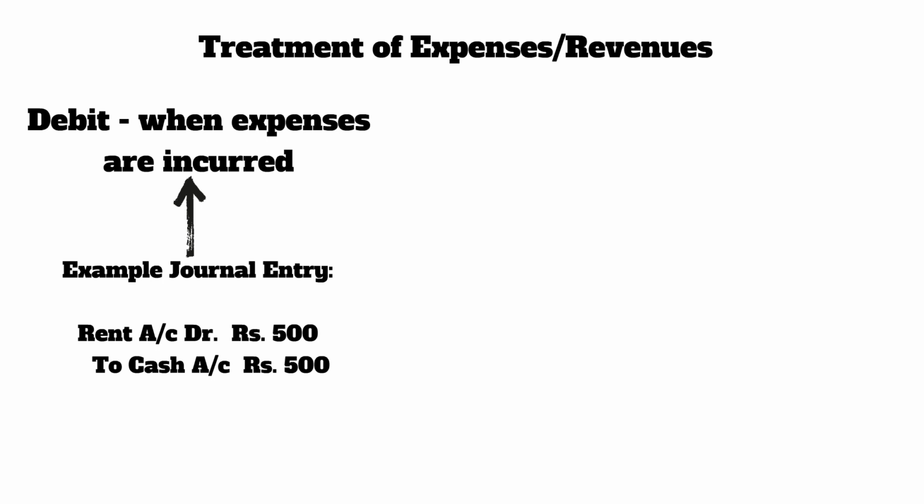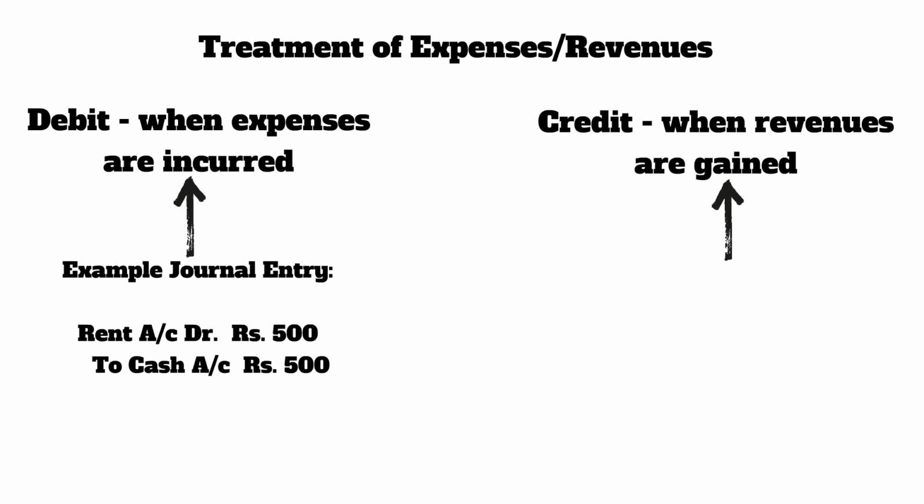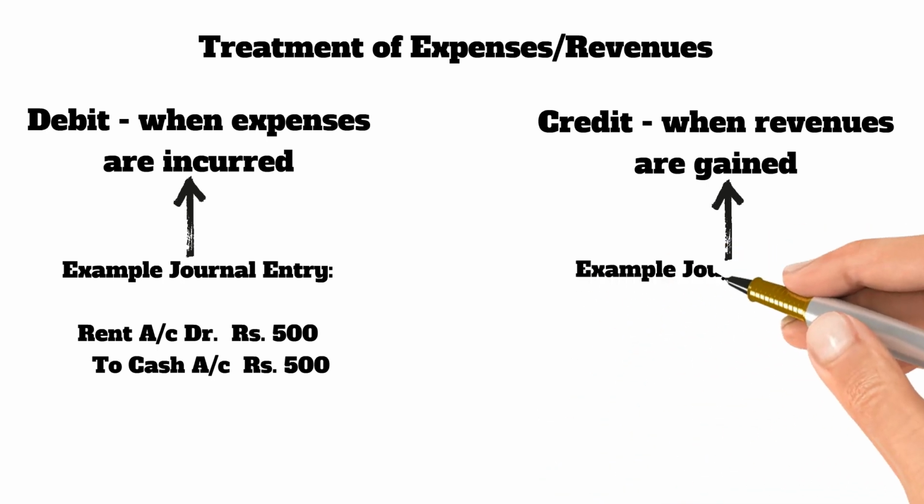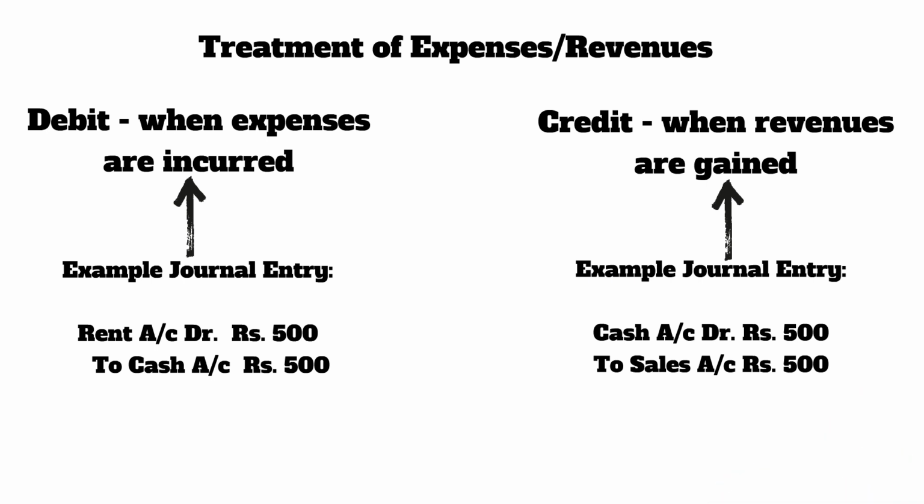And then we have to understand the credit logic for revenues, wherein you credit when revenues are gained. And here is an example journal entry for that. Cash account debit, because you're gaining the asset here, so you're debiting the cash here. This is one way to understand how asset works. But pay attention to what is being credited: cash account debit 500 to sales account rupees 500. Sales is an income to the business, so the logic here is a credit in a nominal account implies that there has been an income or a profit of the amount of credit, or some expense or loss has diminished by the amount of the credit.